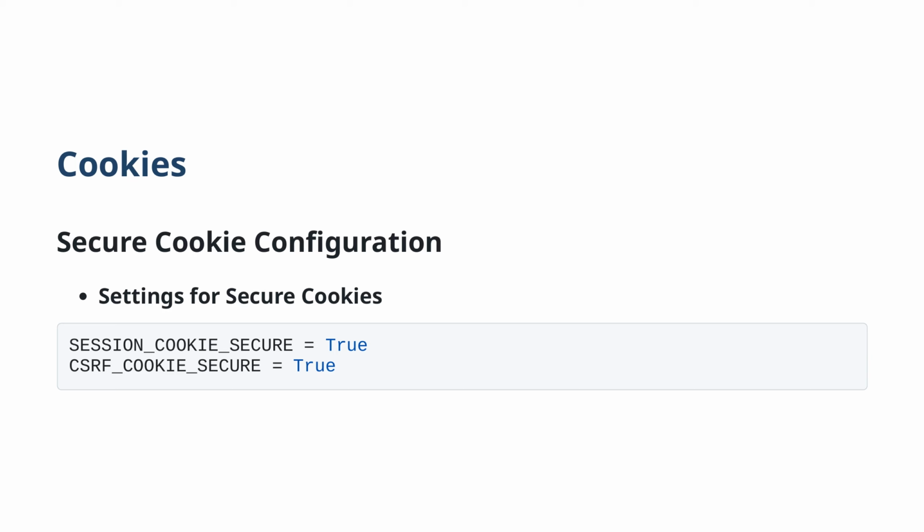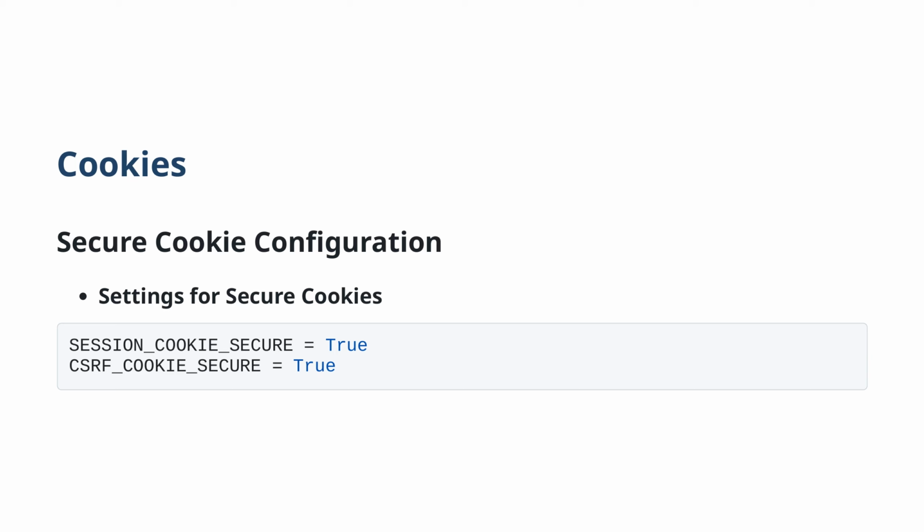In this section, we will be discussing the configuration settings for secure cookies, which are essential for enhancing the security of user sessions and protecting against various web vulnerabilities. Firstly, SESSION_COOKIE_SECURE = True is a setting that ensures the session cookie is only sent over HTTPS. This prevents the cookie from being transmitted over insecure connections, reducing the risk of interception and session hijacking.